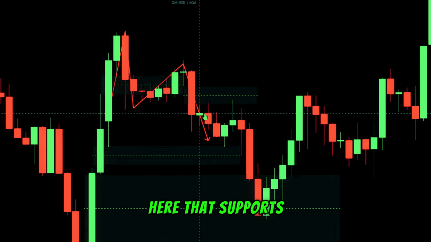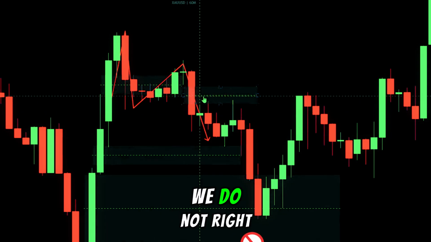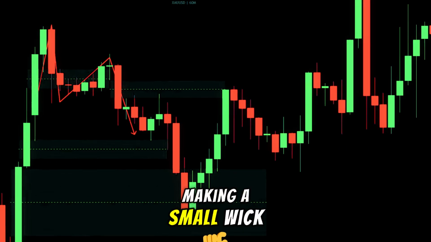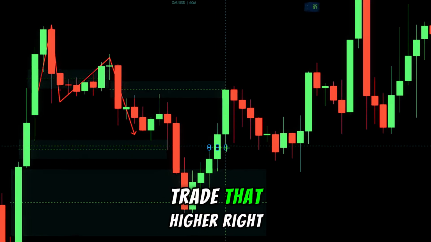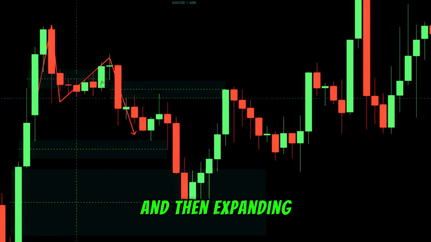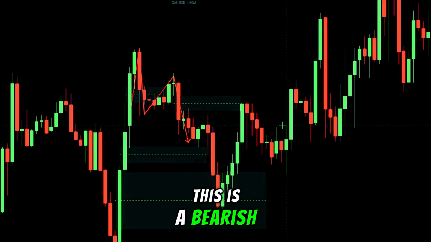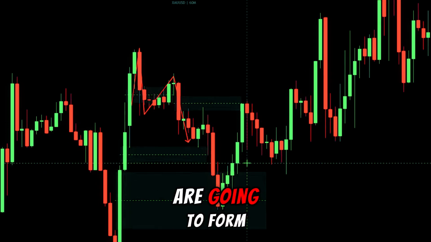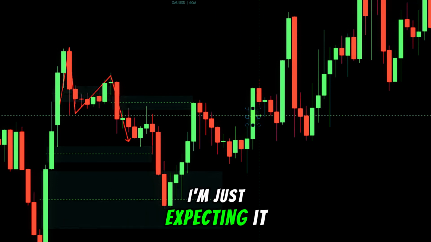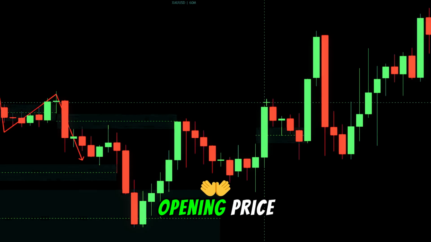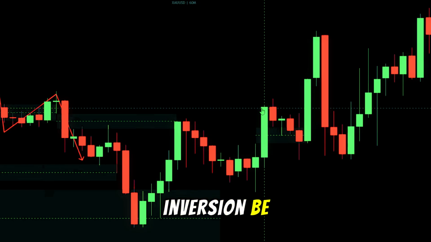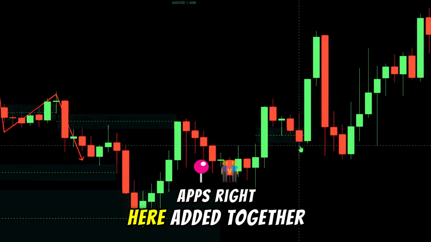Do we have a small wick here that supports expansion? We do not, right? We are not opening up around this low, making a small wick and then looking to trade that higher. It is opening, trading higher first, and then expanding lower. This is a bearish candle. So if we are going to form a reversal, I'm not expecting it to be an expansion candle. I'm just expecting it to go back towards its opening price and form a reversal candle. So where would our inversion be? Once again, these two fair value gaps right here added together.